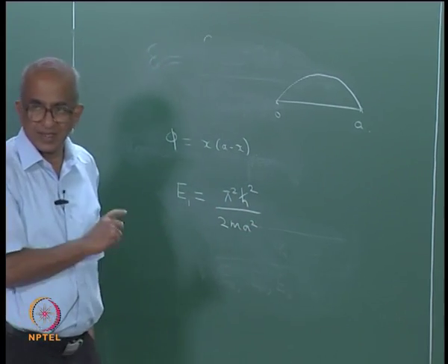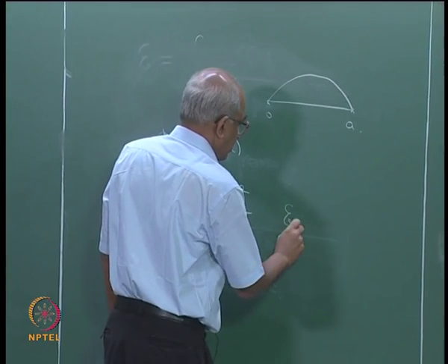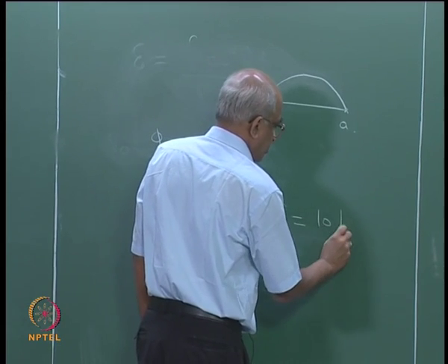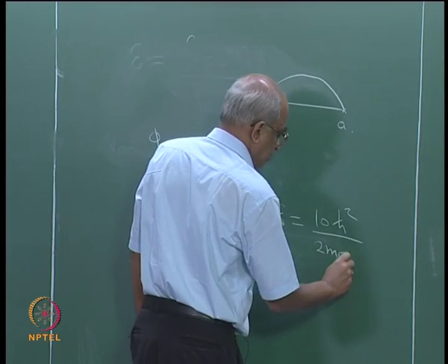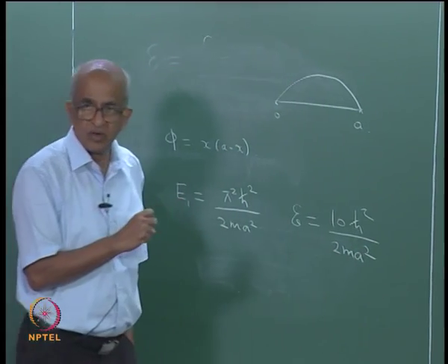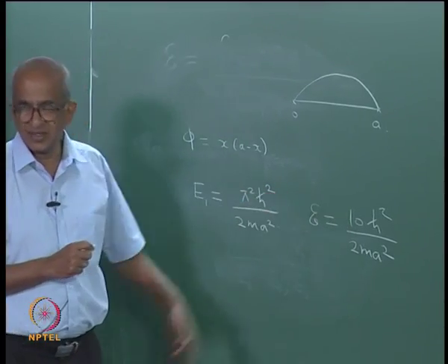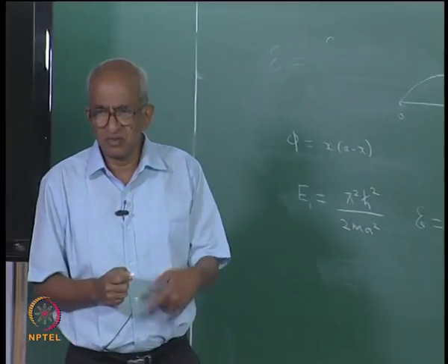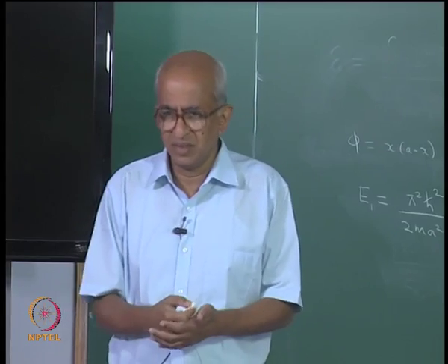This is the correct answer, exact answer, and we evaluated script E, and what happened was actually you got 10 h cross square divided by 2 m a square. This is what you got. So instead of pi square, you had a number 10 sitting there, and pi square is about 9.84. So I said the error is about 1.6%.